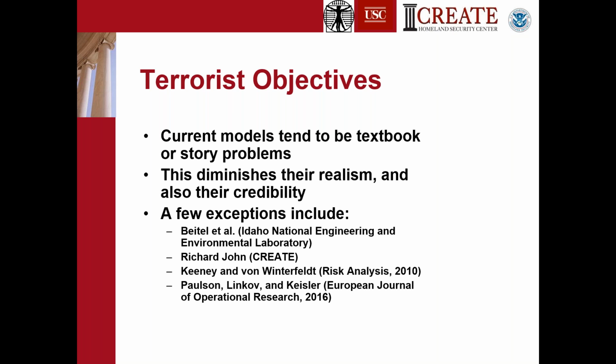Richard John is one. Greg Keeney and Detlof von Winterfeldt have a paper in Risk Analysis in 2010. Igor Linkov and Jeff Keisler have a 2016 paper looking at multiple attribute decision making. So we are starting to get to more realistic models, but still not necessarily there yet.